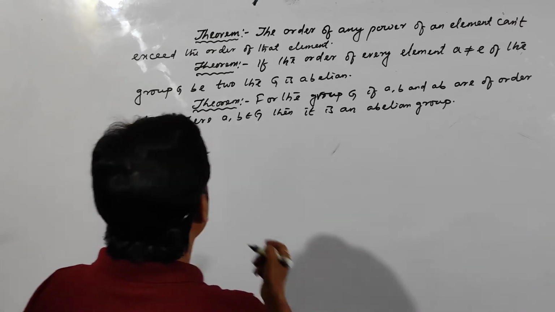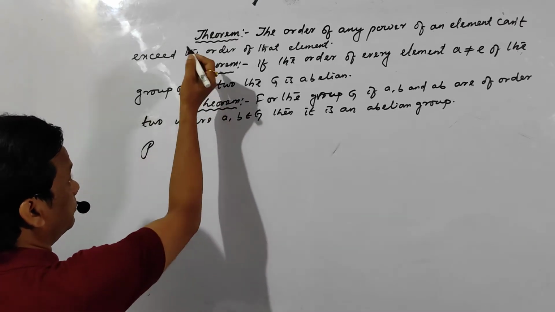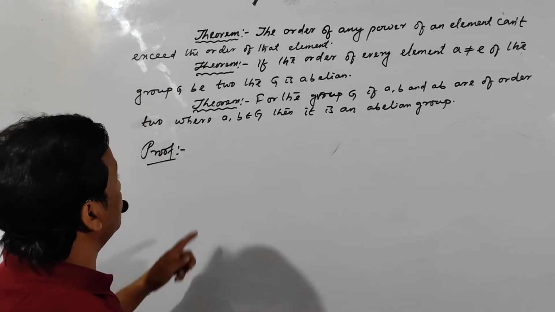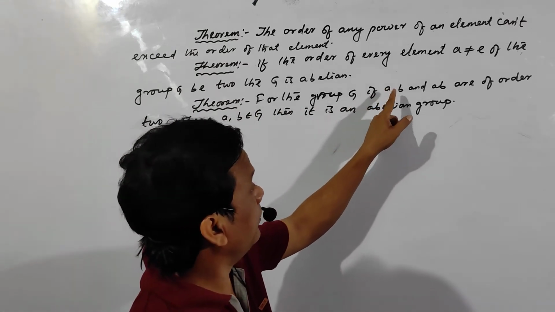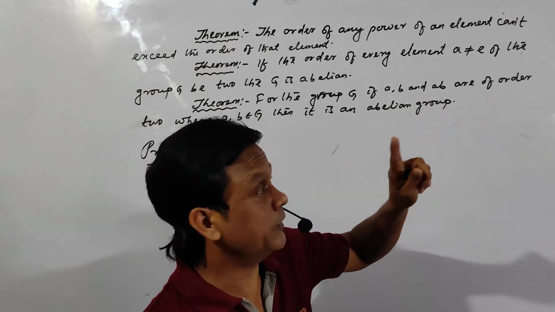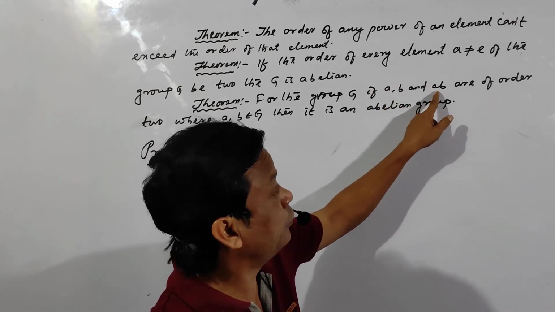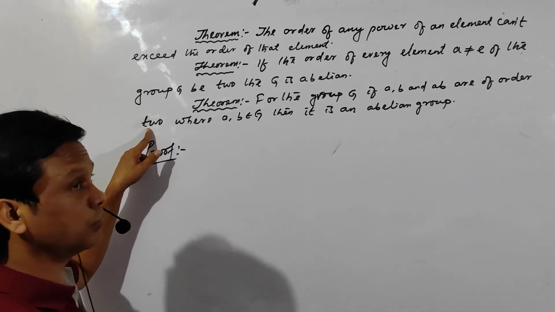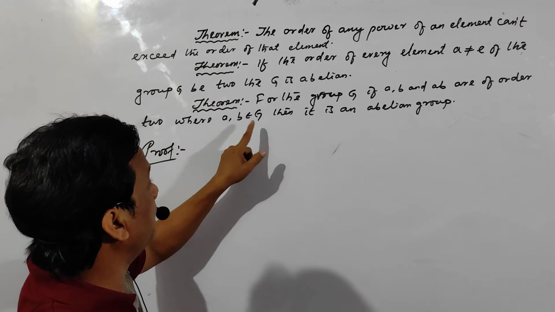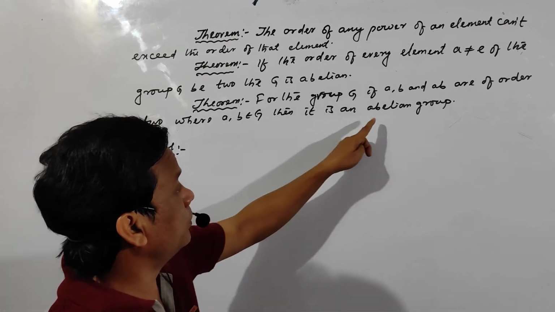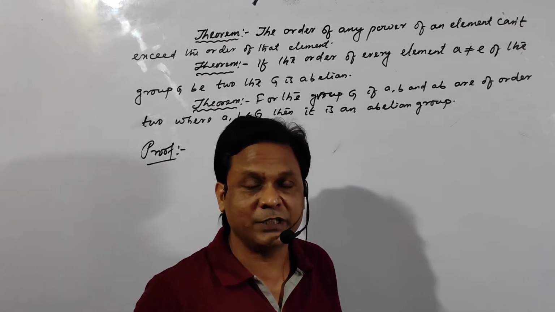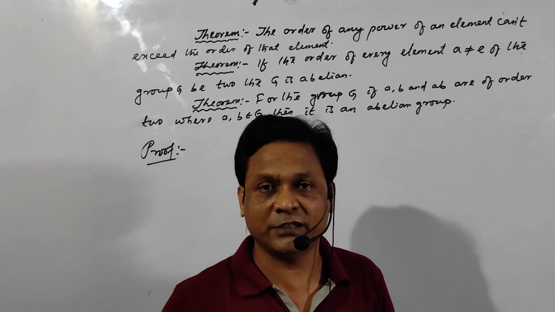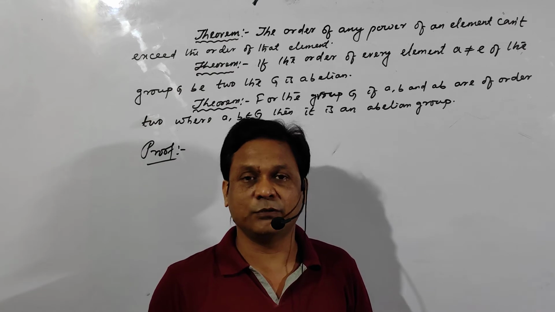Now see here, the last one from the bottom. For the group G, if A, B and AB are three elements, A is an element, B is an element, and A into B is an element, and their order is 2. It is given that the order is 2. A and B are elements of the group G. Then you have to prove G is abelian. G is abelian means you have to prove it satisfies the commutative axiom. That means A into B is equal to B into A.